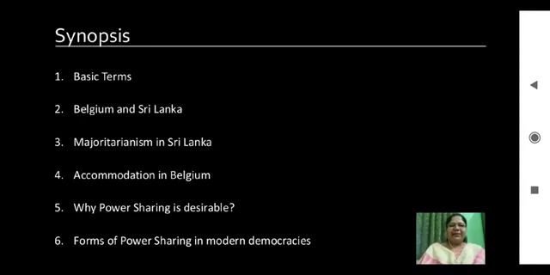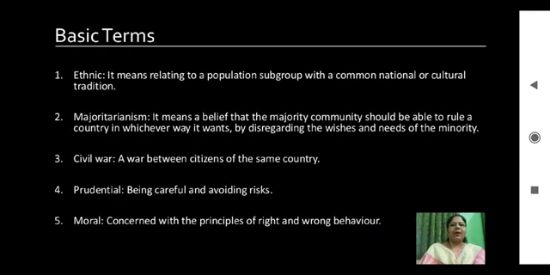Okay, so to begin with, as I have already told you, power sharing is a particular concept. It's a share of authority, it's a share of the decision making capacity of a group of people. So that is the first term we have got today. Moving ahead, there are other terms like ethnic, which means relating to a population or a subgroup within a common national or cultural tradition. So these people have something in common, a common birthplace, a common culture, and such a group of people can be referred to as an ethnic population, the original inhabitants, to put it simply.